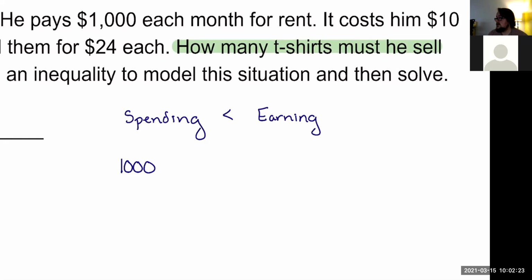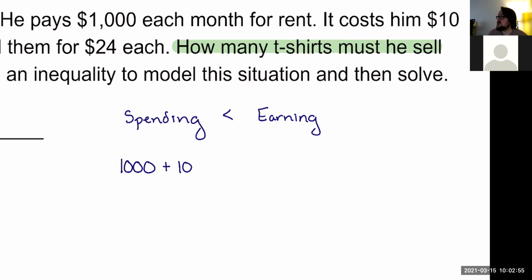$10 to make a shirt. Now, we don't know if that's for the material, the time. We don't know what that is, but we know each shirt, when we figure it out, is $10 per shirt. So that's in addition to his $1,000, right? Now, is that only an additional $10 one time? No. That's per shirt. Do we know how many shirts he's selling or making for that matter?